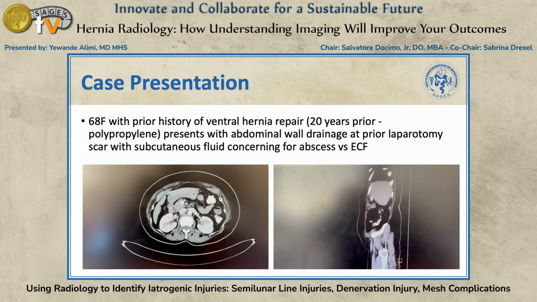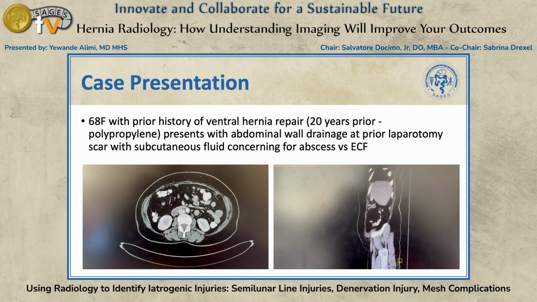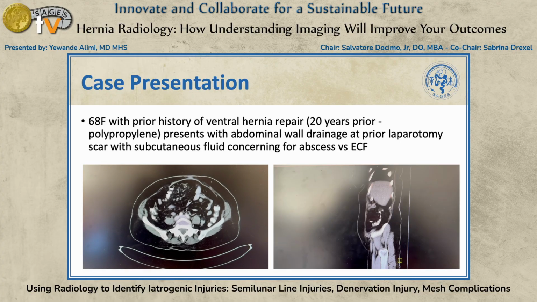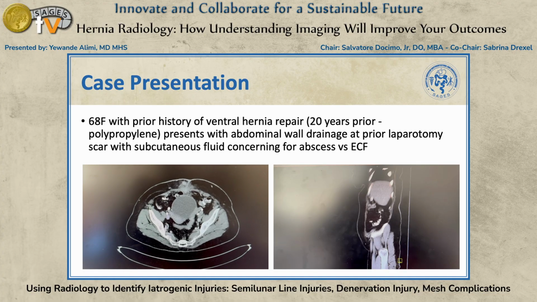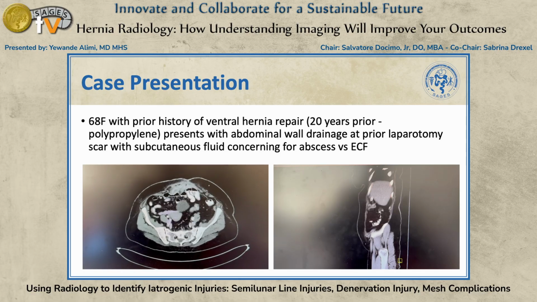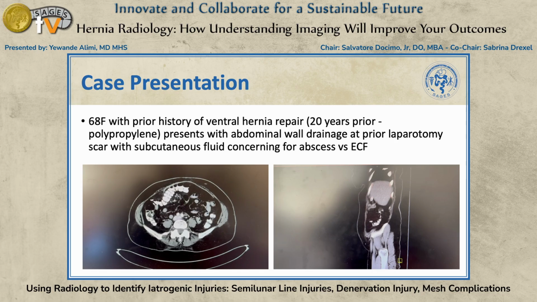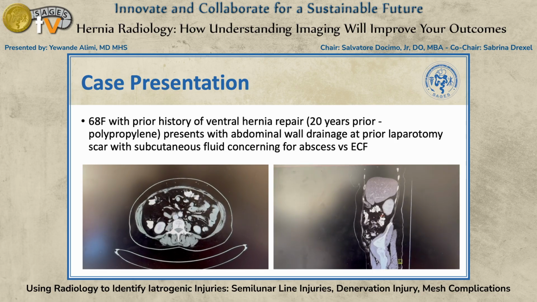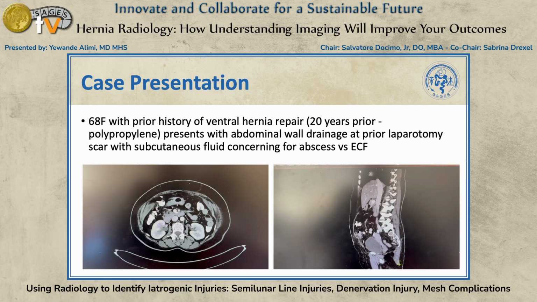So this is a 68-year-old female who had a prior history of a ventral hernia about 20 years prior to her presentation to us, and she had significant abdominal wall drainage. You can see on that right side CT scan the loss of integrity in the epidermis. So she has an open wound as she presented to clinic. You can see lots of hazy planes in the midline there. And similarly, you can see this on the sagittal view here.